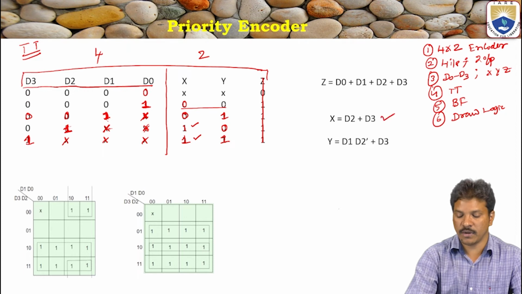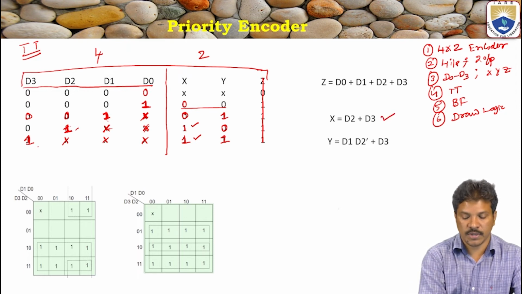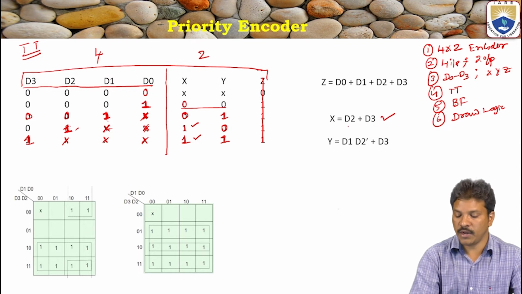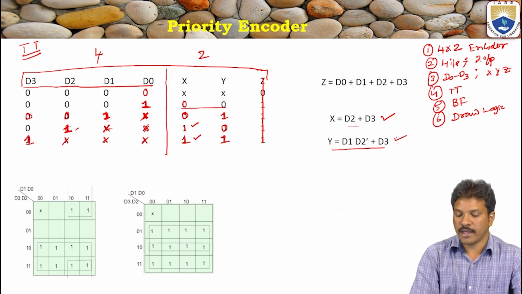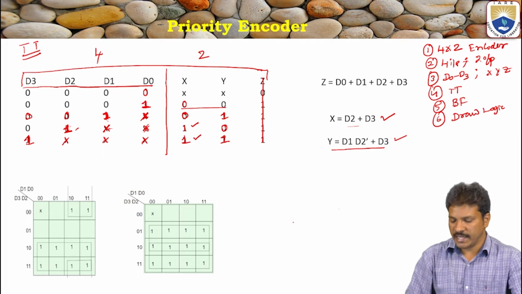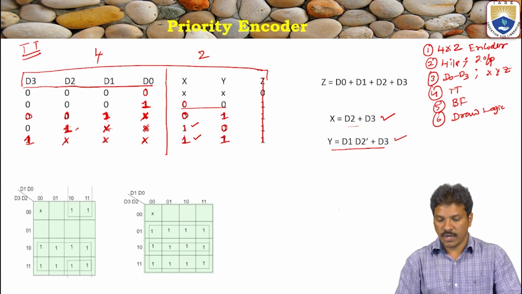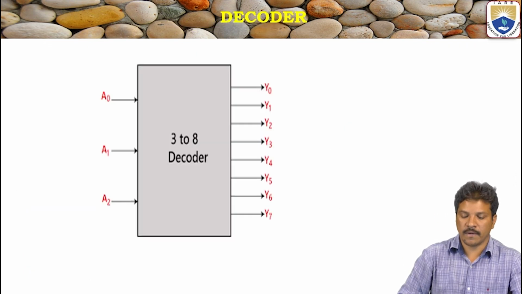for x equal to D2 plus D3. Here it is D2 and D3, so we'll get D2 plus D3. And y is D1 D2 bar plus D3. Draw the logic diagram for x equal to D2 plus D3 and y equal to D1 D2 dash plus D3. Then you will get the priority encoder.